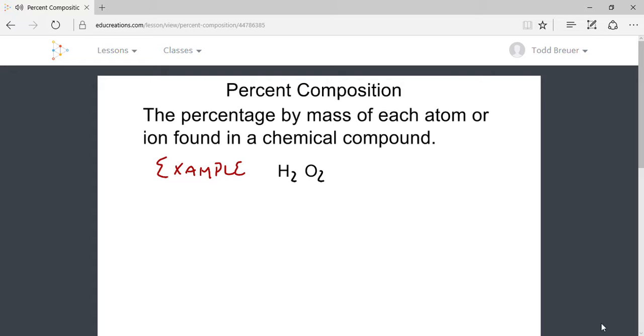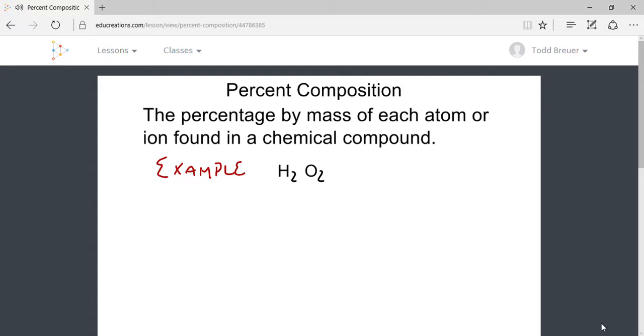You can see that it has the same number of hydrogen atoms as oxygen atoms. However, this does not mean that 50% of the compound is made up of hydrogen and 50% is made up of oxygen when we consider the mass. This is because the mass of oxygen is much heavier than hydrogen. Let's take a look at how to calculate percent composition.